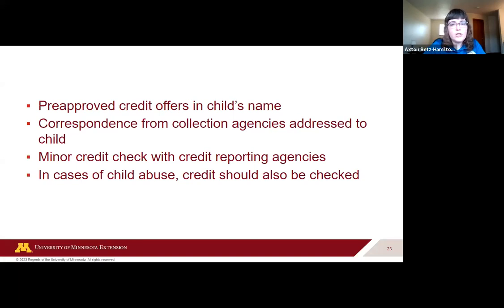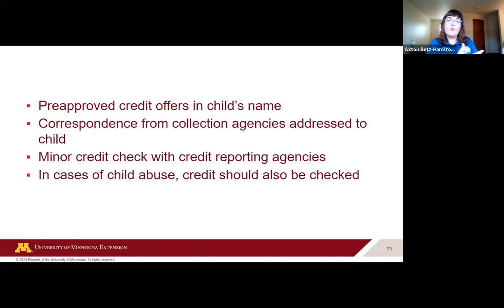You can do a minor credit check with the credit reporting agencies. Each credit reporting agency, Experian, Equifax, and TransUnion, has its own process for how to request these. And you'll have to request a minor credit check as a parent or guardian, or I guess if you're a caseworker, you request it that way as well. And you'll have to provide documentation of your relationship to the child, probably the child's social security number, your driver's license, things of that nature.